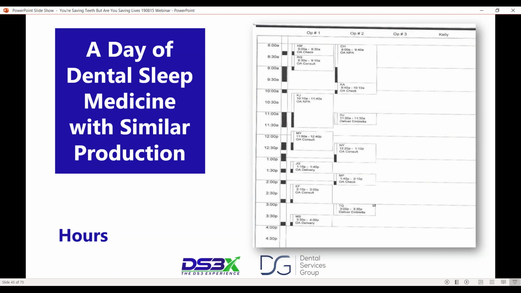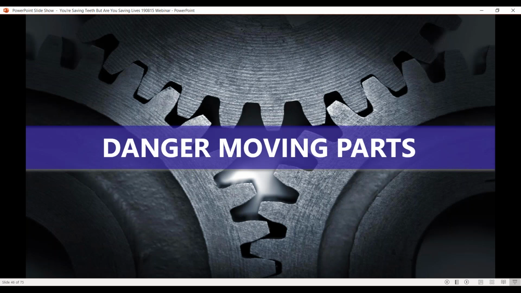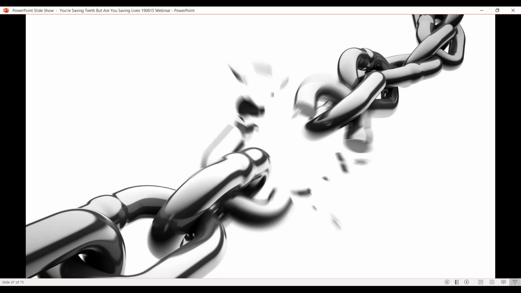You can do that in dental sleep because a lot of this can be delegated, and that's why it can be financially very rewarding. But like we talked about before, there's some moving parts. We don't want to scare you away from doing this, but we want you to have a very realistic idea about what you're getting into. If just one part of that is broken, then the process and the protocol for how this happens just falls apart.